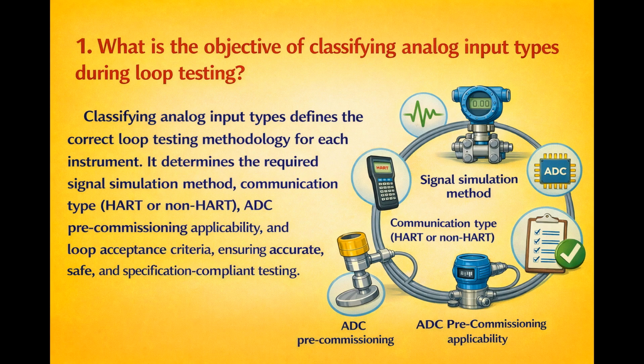What is the objective of classifying analog input types during loop testing? Classifying analog input types defines the correct loop testing methodology for each instrument. It determines the required signal simulation method, communication type, HART or non-HART, ADC pre-commissioning applicability, and loop acceptance criteria, ensuring accurate, safe, and specification-compliant testing.